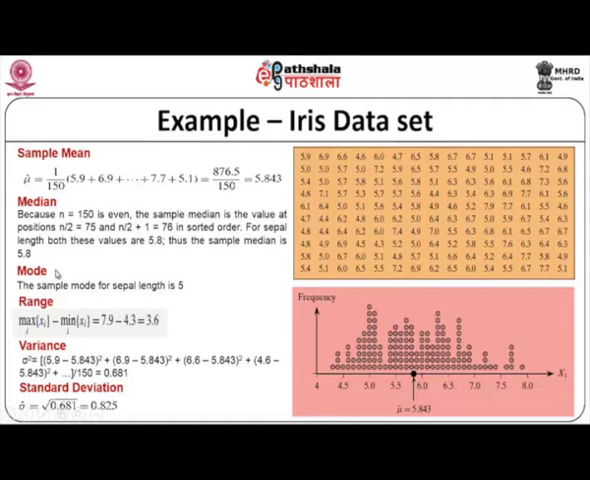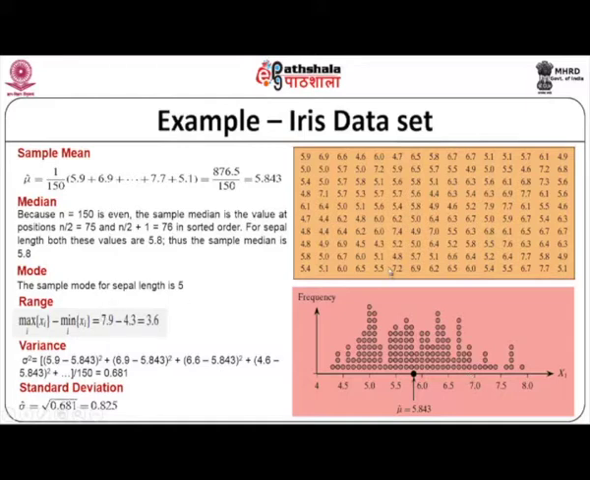Next metric is mode. Mode is nothing but the most frequently occurring value in the data set. When we analyze this data set and represent it in the form of a histogram, we find the value 5 has occurred many times. So from this histogram we find value 5 occurring more often. Therefore we can fix the mode for the given data set to be 5.